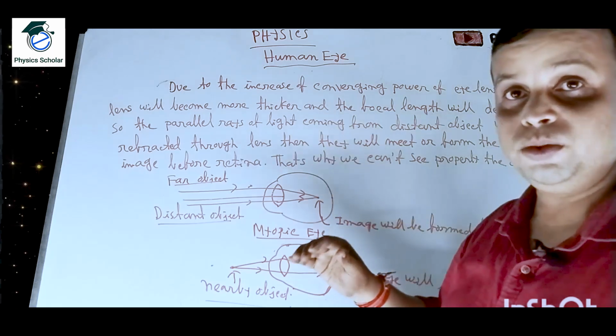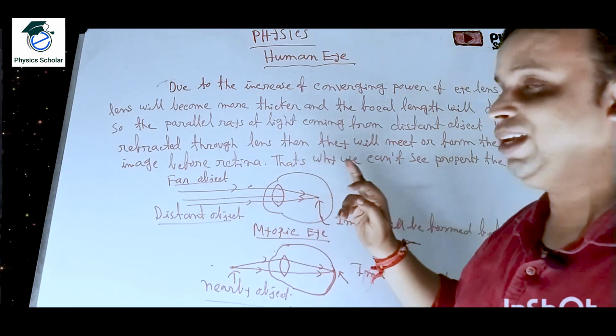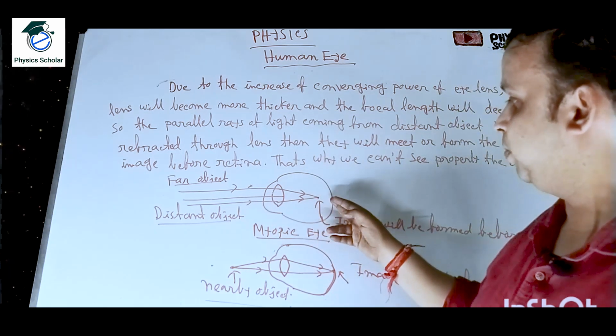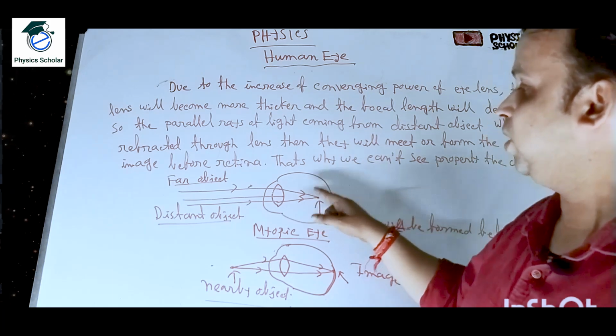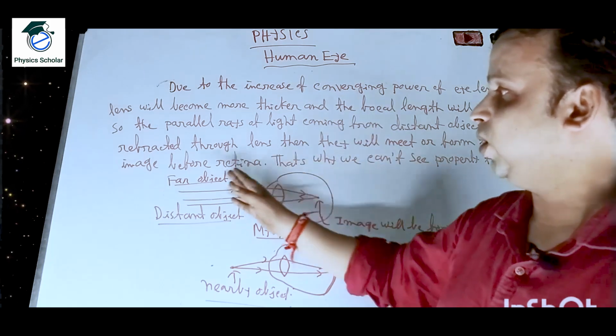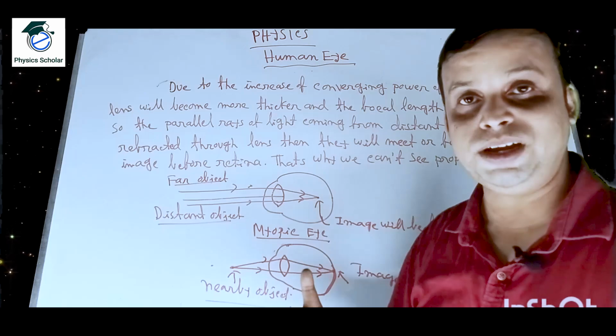The converging power will increase and the focal length will decrease. That's why the image will form in front of the retina, clear? That's why you cannot see the far object or distant object properly.